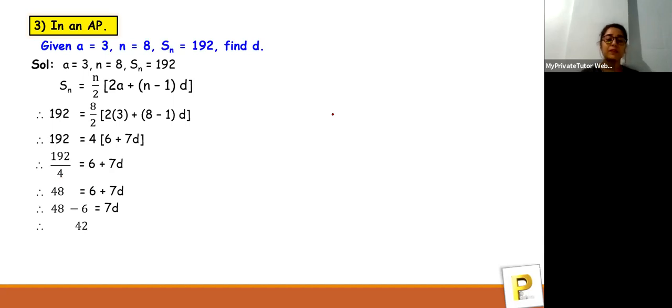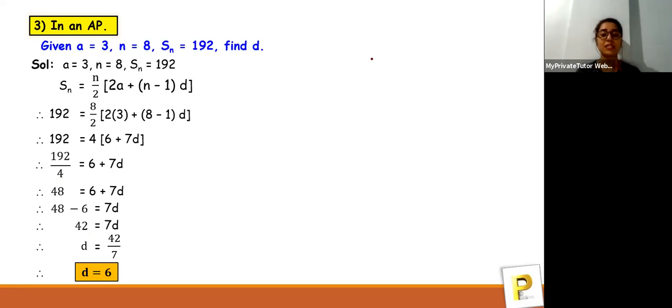Now you get 42 equals 7d, and the 7 is in multiplication form with the d, so you'll take it to the denominator, so that will be 42 by 7, and the value for d is 6.